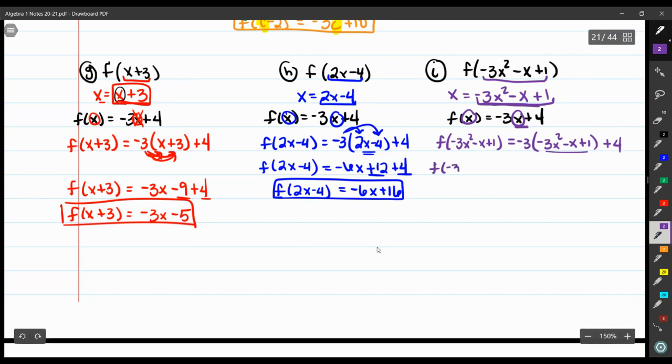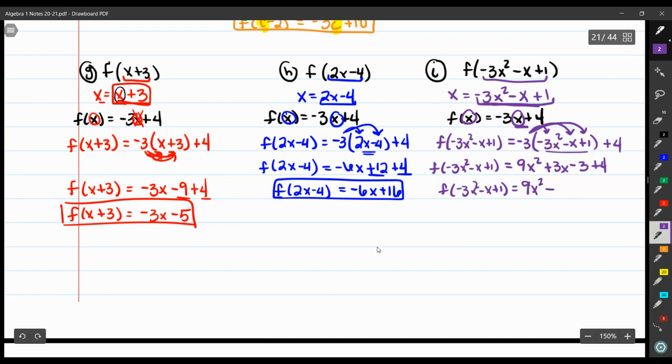So we get f of negative 3x squared minus x plus 1 is equal to negative 3 times negative 3x squared is a positive 9x squared. Negative 3 times a negative x is a positive 3x. Negative 3 times 1 is a negative 3. Drop the plus 4. Now, the only thing we can combine on the right is the negative 3 and the 4. 9x squared and 3x are not like terms. I need the same variable and the same exponent. So because this guy's missing a square, I can't combine those.